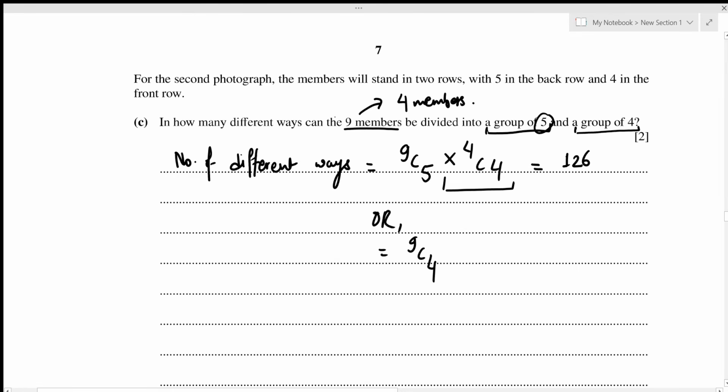And if we already selected 4 members, then there are only going to be 5 remaining members, right? And these 5 members will have to be a part of the second group, which is a group of 5. That's 5C5. Or we can completely ignore this second factor and it will not change our answer. So that's just going to be the total of 126 as well. So it does not really matter whether we choose the group of 5 or the group of 4 to be the first group.